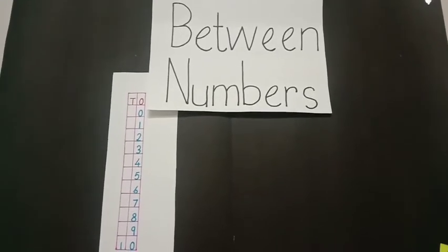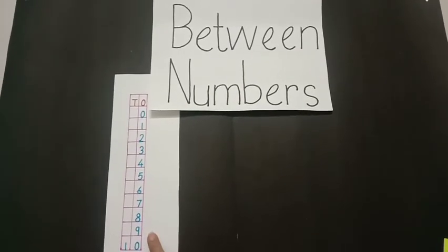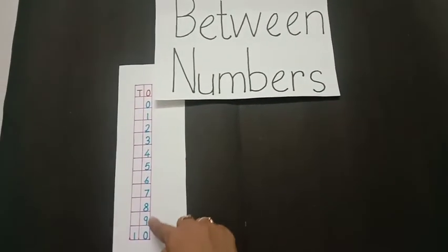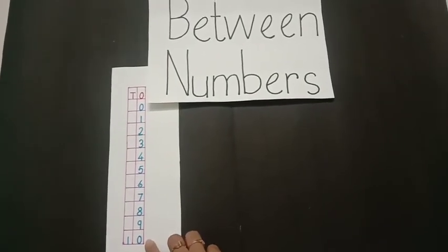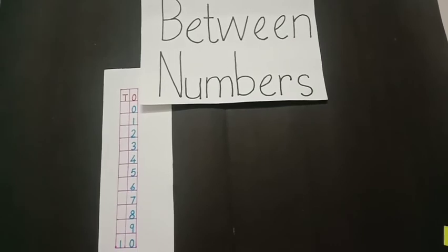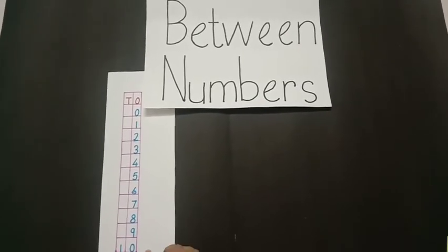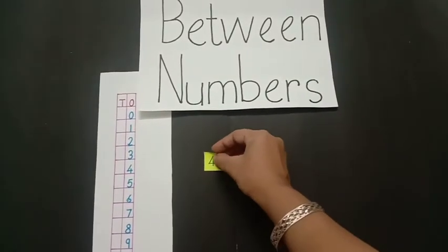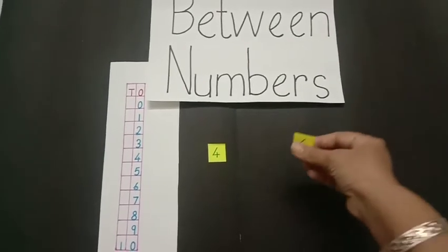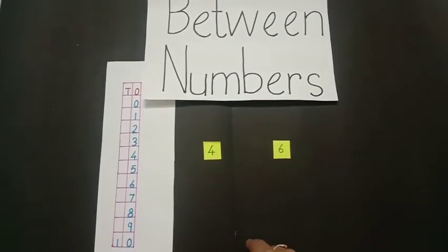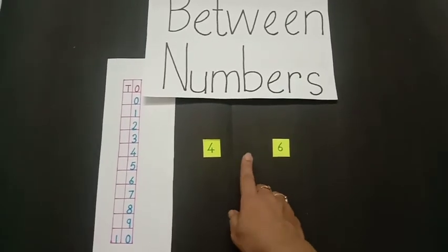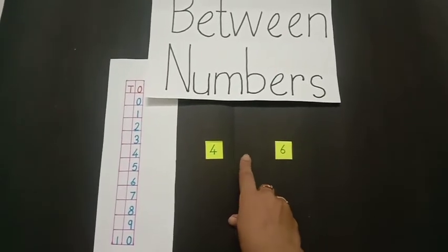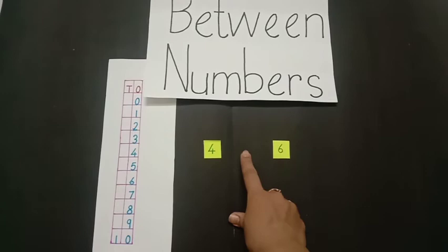Now kids, tell me, what is this? Yes, in order 0 to 10. Right? So we will do between numbers with the help of this. So now I am putting number 4 and number 6 over here. So which number comes in between 4 and 6? So which number comes after 4 and before 6?